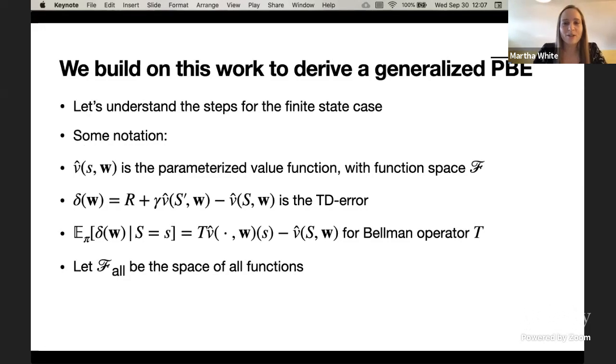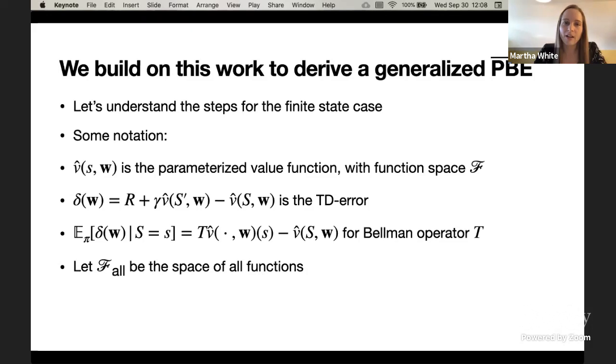So we're gonna build on this work and go in that direction. Mostly I'm gonna take what was already in that work and just formalize it in the language of projection so that we can more easily talk about some of the algorithmic strategies used for the linear projected Bellman error.